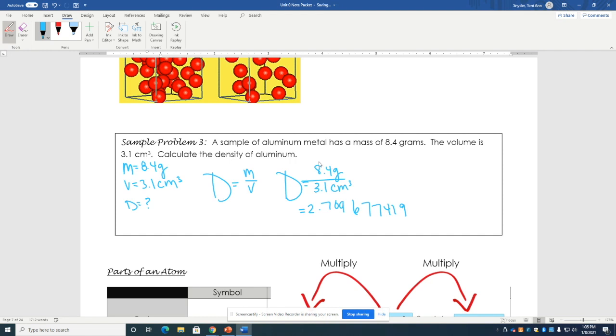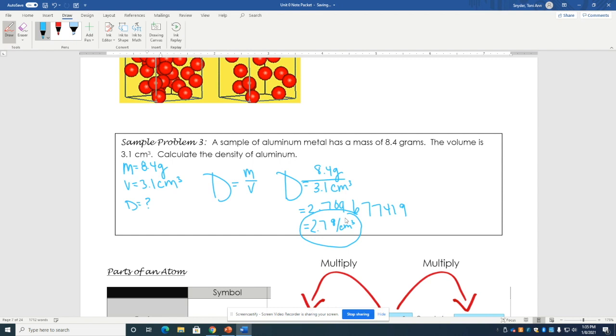This top number has 2 significant figures, and I'm dividing. Our bottom number also has 2, which means our final answer must also have 2 significant figures. Therefore, your answer is 2.7 grams per centimeter cubed.